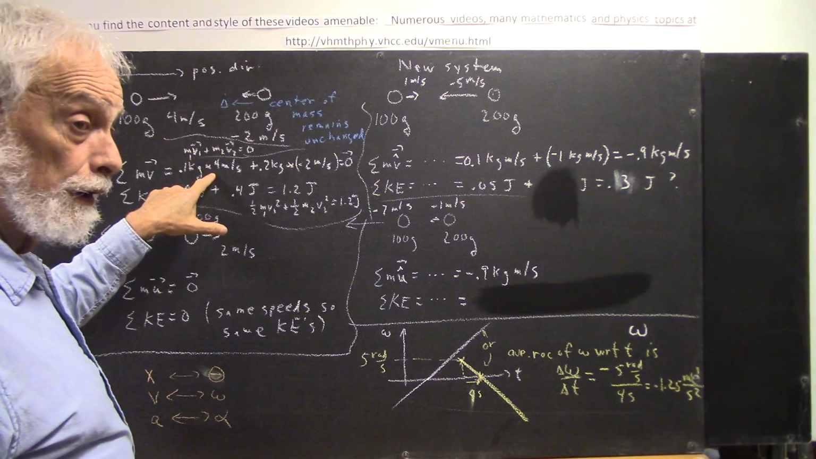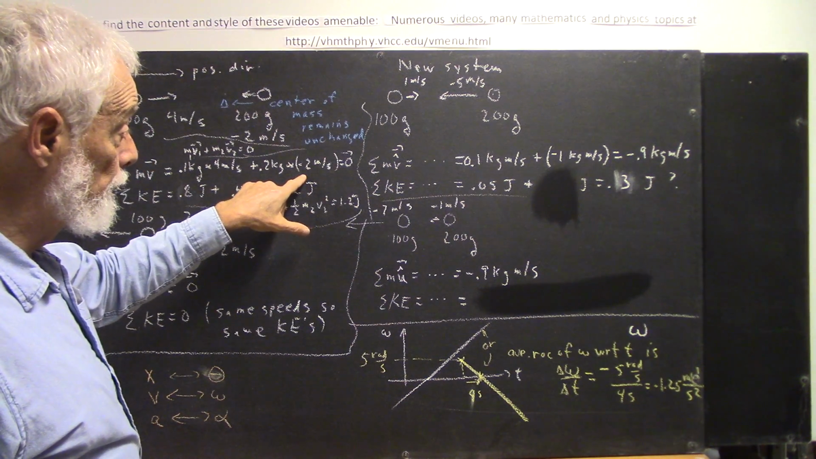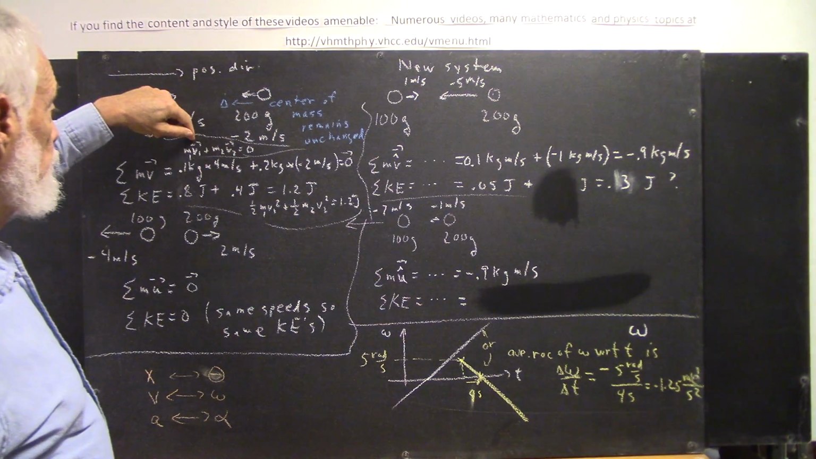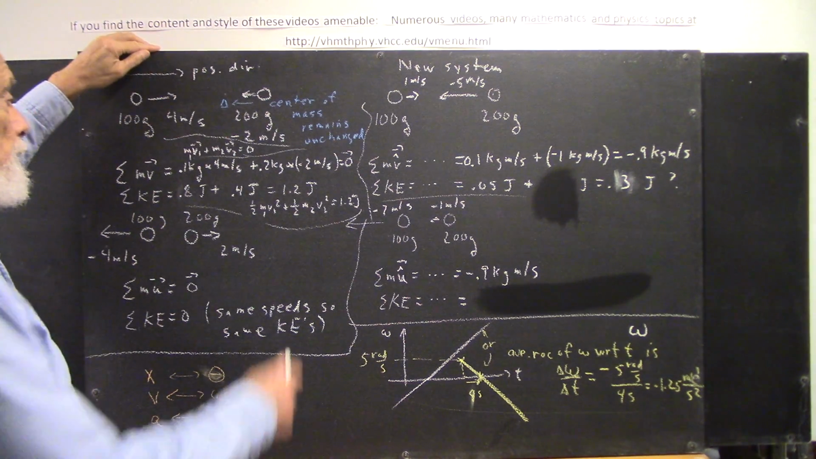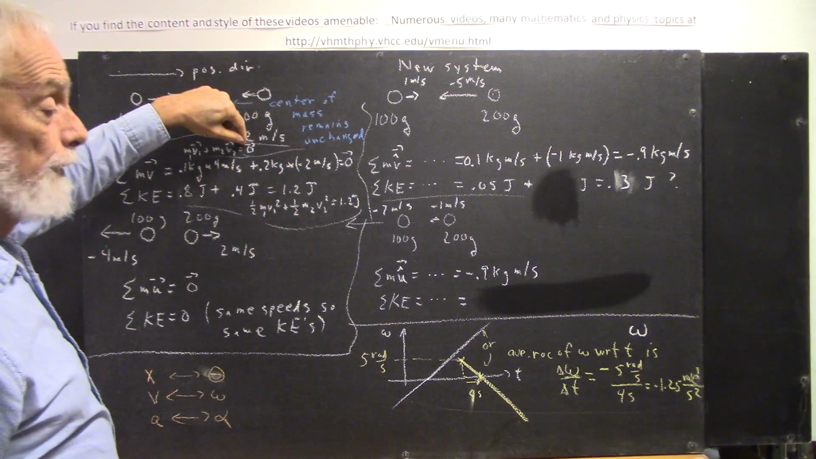Now this is 0.4 kilogram meters per second, this is negative 0.4 kilogram meters per second. That adds up to 0. So we see that m1v1 plus m2v2 is equal to the 0 vector.